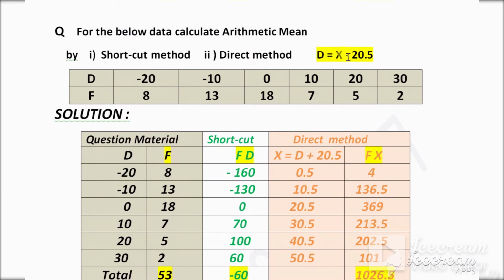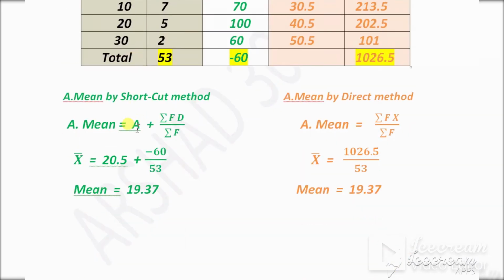d is equal to x minus 20.5. So what is this term 20.5? This is a, because d is equal to x minus a. So this is the value of a, 20.5. Keep in mind, this will be the value of a. Okay. Now d and f are given. What is the formula of the shortcut method? The formula of the shortcut method is x bar equal to a plus summation fd divided by summation f. So according to this formula, we have to multiply f with d.